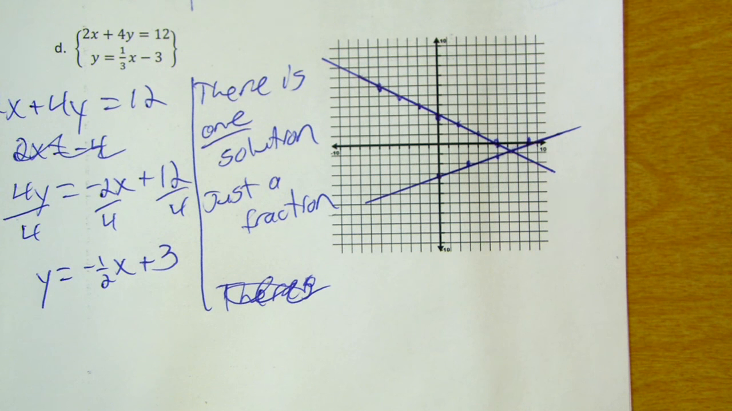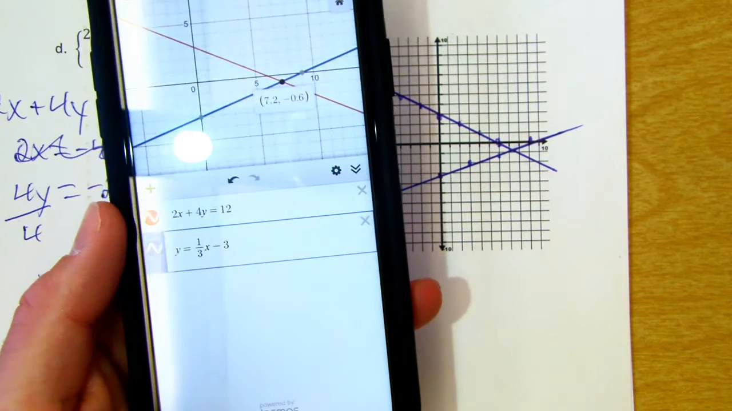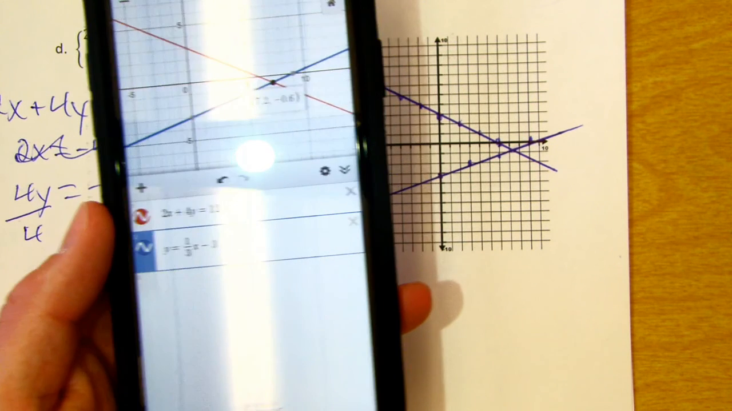So if you have the Desmos graphing calculator either on your phone or on the computer, it doesn't really matter. I'm going to show you real quick. So we've got 1/3 x minus 3. So our answer here is going to be 7.2 comma negative 0.6.